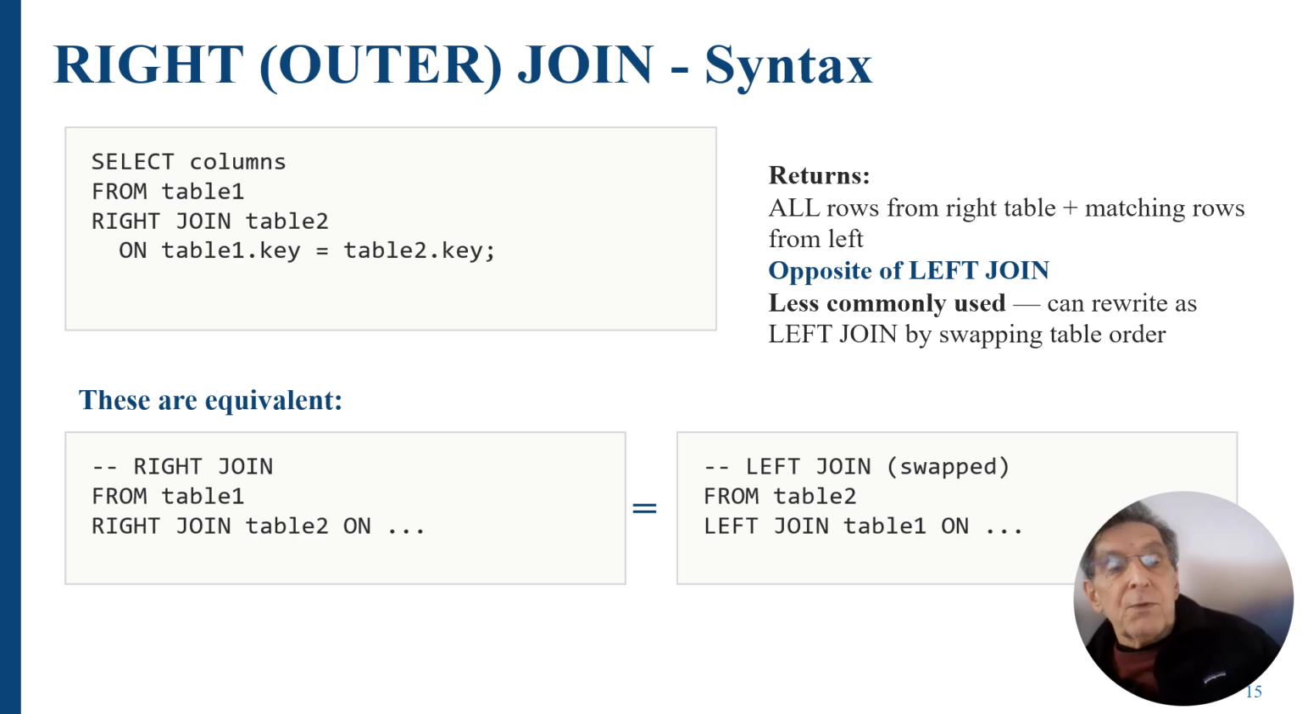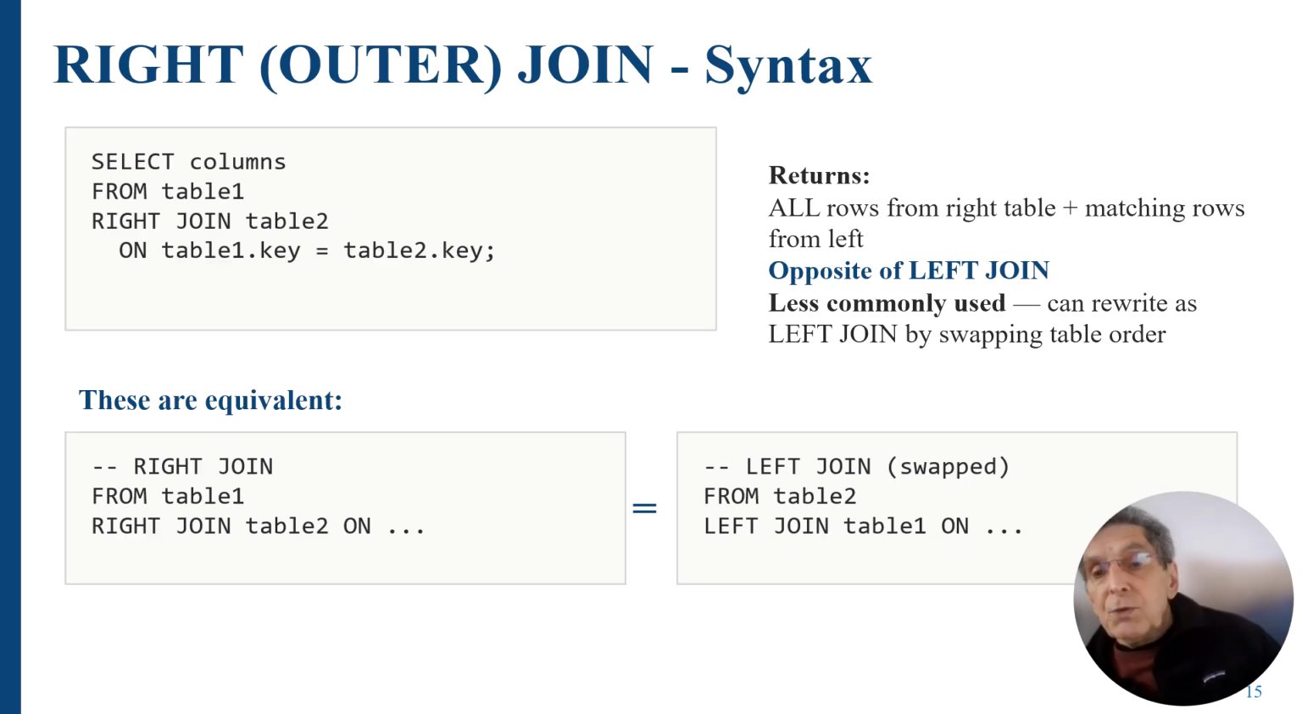All right, let's move on to the right outer join syntax. Of course, this is the mirror of the left join, and it returns all the rows from the right table plus matching rows from the left table. In practice, right join is very rarely used because you can always get the same results by just switching which table you call left and which one you call right. And that's, in practice, what we usually do.